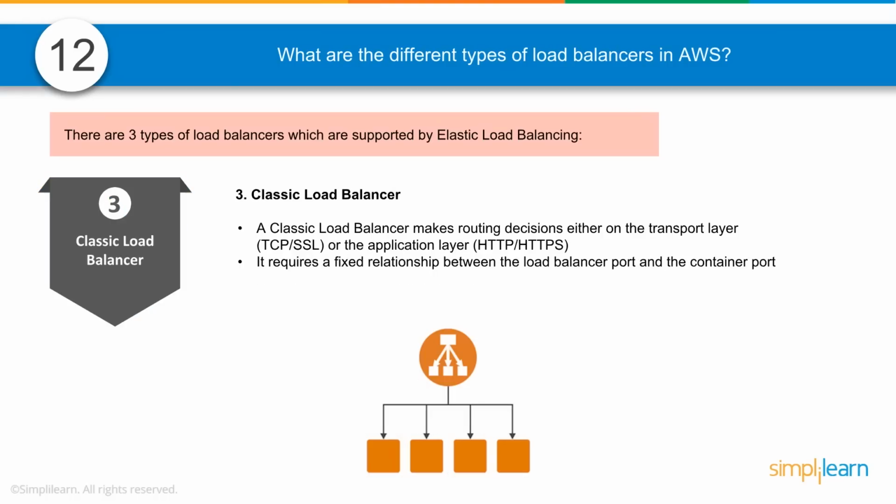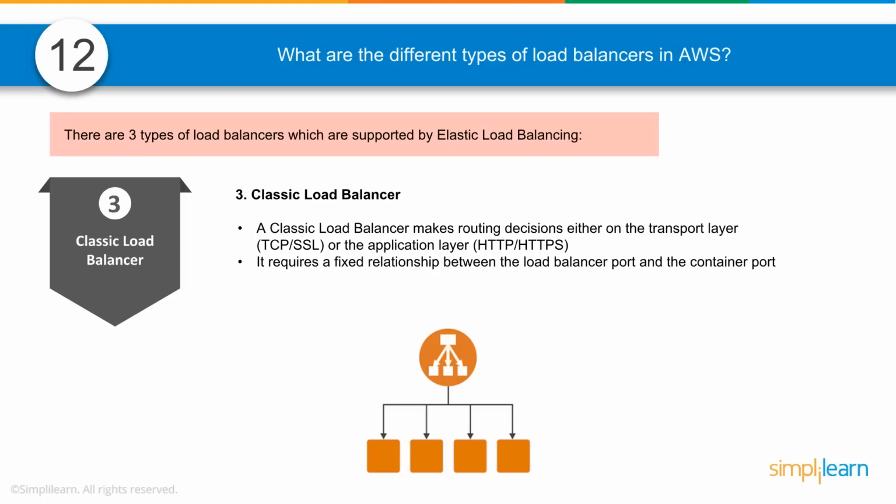And then we have the classic load balancer, which is kind of expiring as we speak. Amazon is discouraging people from using the classic load balancer, but there are companies which are still using it. They are the ones who were the first to step into Amazon when the classic load balancer was the first or the only load balancer available at that point. It supports HTTP, HTTPS, TCP, and SSL protocols, and it has a fixed relationship between the load balancer port and the container port.